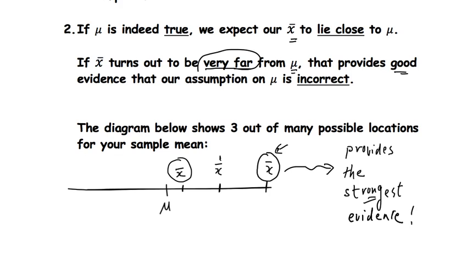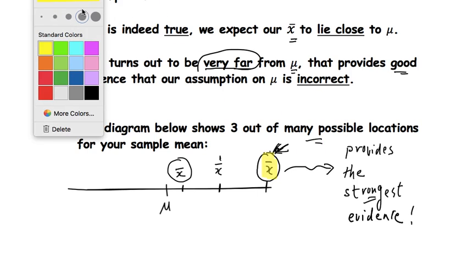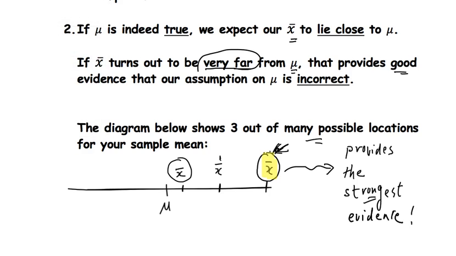So among all these 3 possible locations, of course there could be even more, but let's take a look at these 3 possible locations. Which location of your sample mean will give you the strongest evidence? It is the farthest one. So this sample mean will give you the strongest evidence against the assumption.